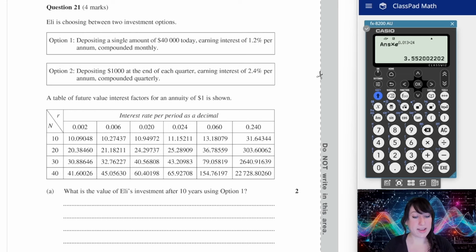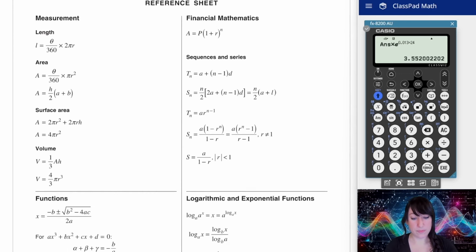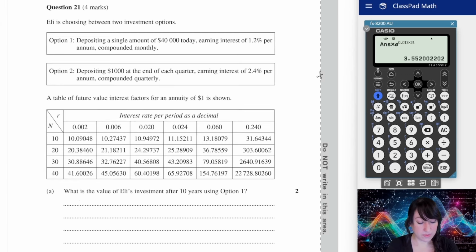So notice that option 1 is a lump sum investment, which means it's regular compound interest. The compound interest formula is on the reference sheet if you need it. That's this one here. So the amount in the account at the end, which is also sometimes called the future value, is the principal, 40,000, times 1 plus R. Now here, R is monthly, 1.2% per annum is equivalent to 0.1% per month, or in the formula, we could put it over 12. And if it's monthly for 10 years, 12 times 10, 120.